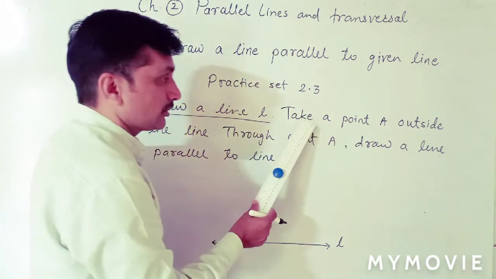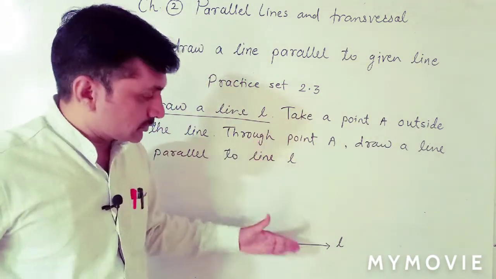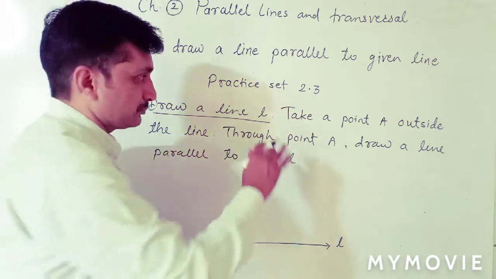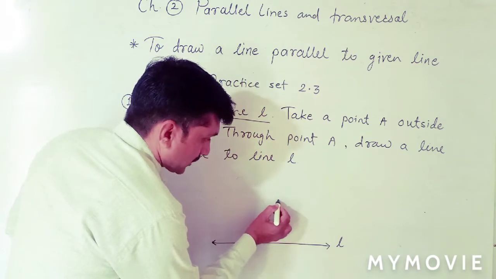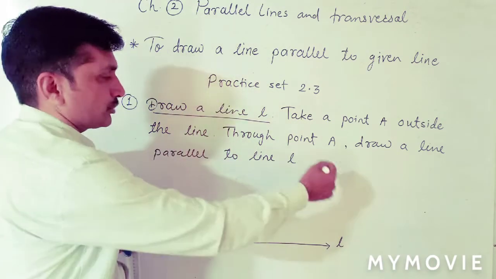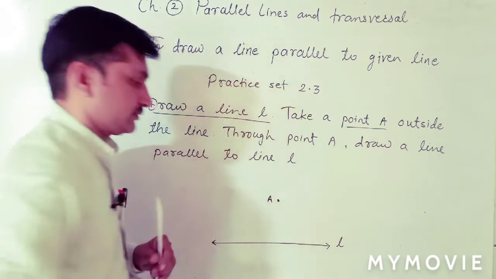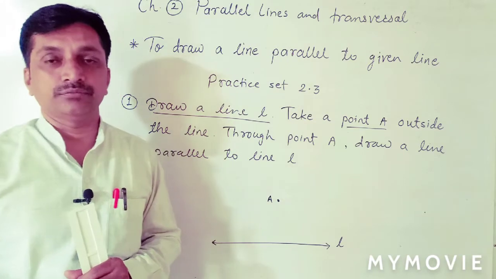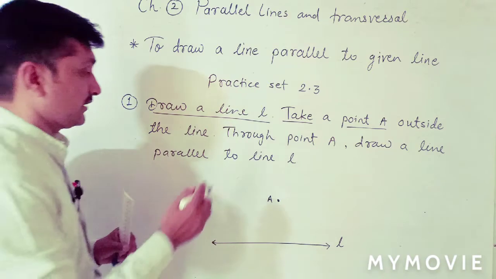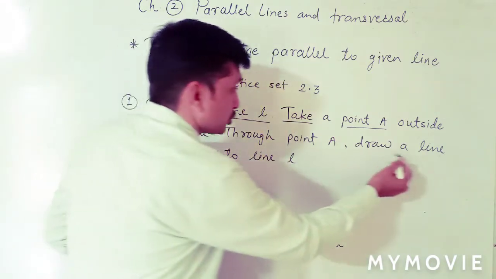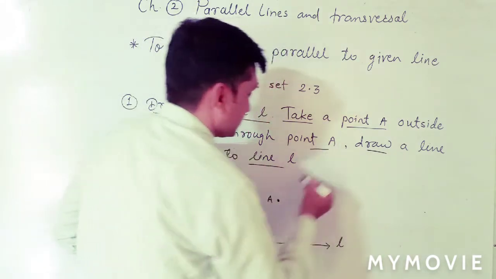After that what is said? Take a point A outside the line. Now outside means anywhere you can draw. How much height is not given, anywhere. Then I plot here point A. You can plot anywhere. And what is the name of this? Point A. Point A is plotted. After that what? Through point A, draw a line parallel to the line L. Now we want a parallel through point A.